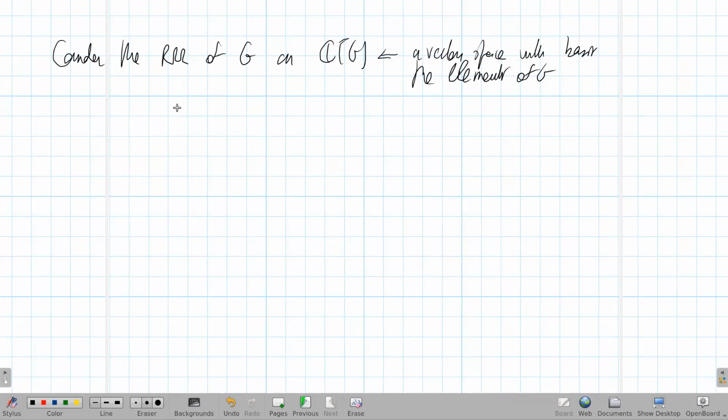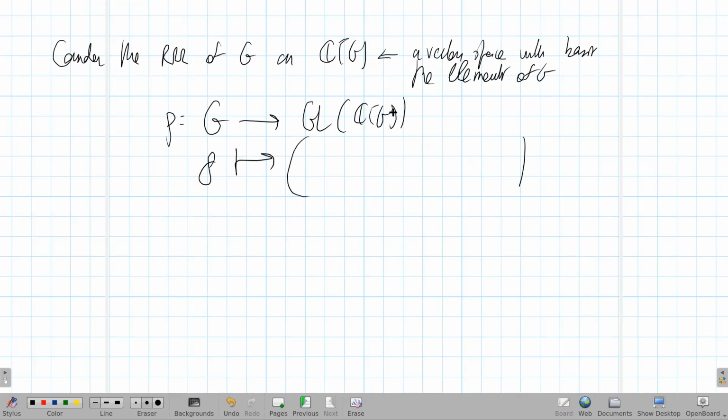So the right regular representation, rho, goes from G to GL of CG. What does it do? Well, it takes an element g to a linear map. It is the map that takes the sum, the sum is always over, let's say, h in G, to what we obtain if we multiply by g on the right.